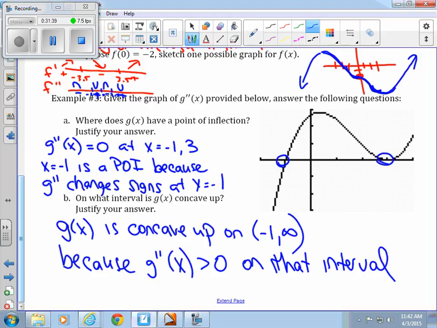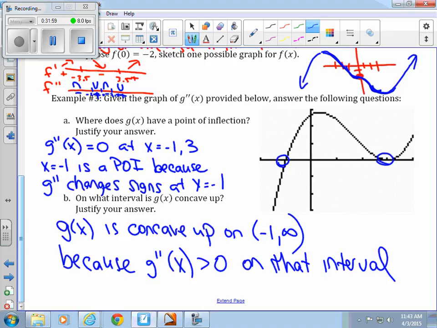Again, I know this is silly because I said it already, but you need to hear it. I was very clear on what is concave up, right? I didn't say it's concave up. g of x is concave up here because g double prime is greater than 0 on the interval. Questions about that?